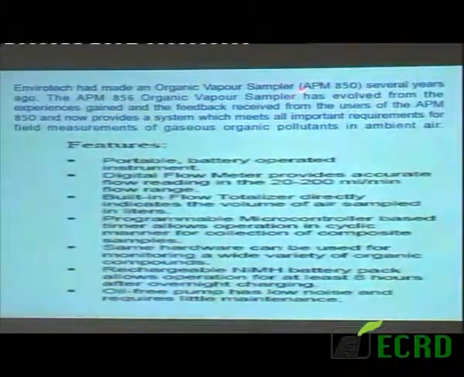This is the Envirotech organic vapor sampler. Earlier they had the 850, now they have improved it, and this is APM 856 now, and this is satisfying our requirements. So you can now easily buy these in India itself without investing more money and more time to get them. Next, please.